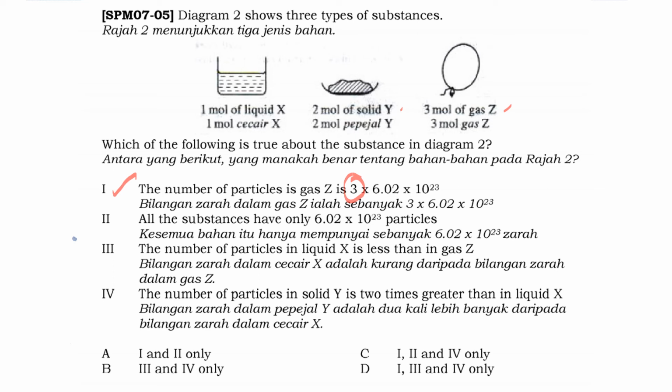2, all the substances have only 6.02 times 10 to the power of 23 particles. Wrong, because Y and Z have 2 mole and 3 mole respectively. 3, the number of particles in liquid X is less than in gas Z. Yes, correct, because liquid X is 1 mole, gas Z is 3 mole. 4, the number of particles in solid Y is 2 times greater than in liquid X. Also correct, because Y is 2 mole and X is 1 mole. So the answer is 1, 3 and 4, D.